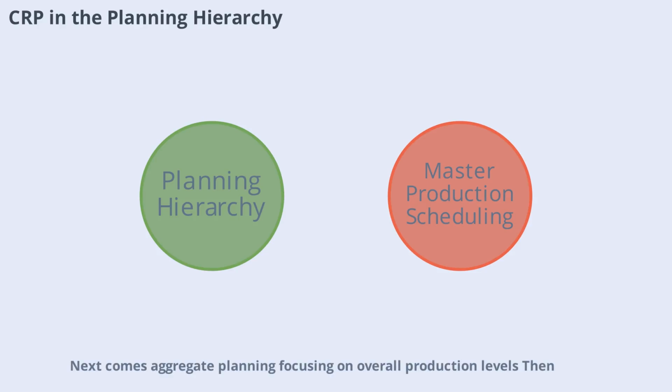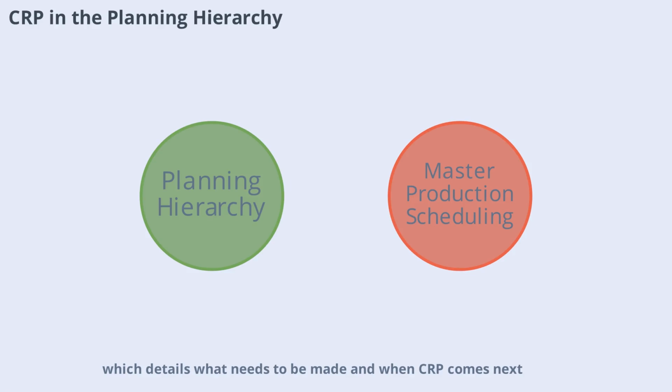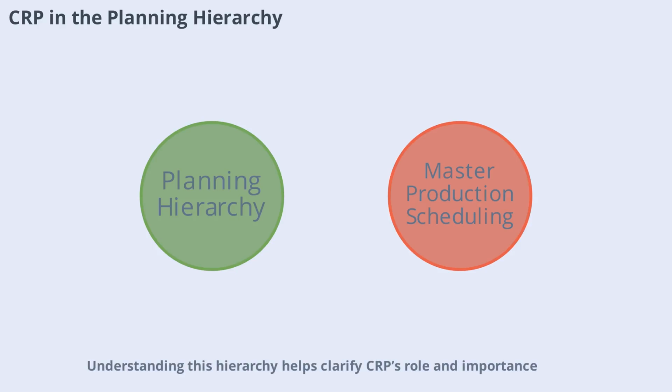Then we have master production scheduling (MPS), which details what needs to be made and when. CRP comes next, checking if resources can meet the MPS. Finally, detailed scheduling and dispatching handle day-to-day tasks. Understanding this hierarchy helps clarify CRP's role and importance.